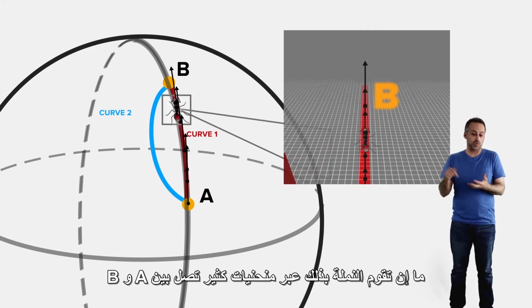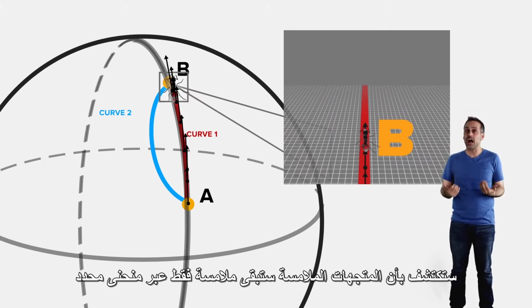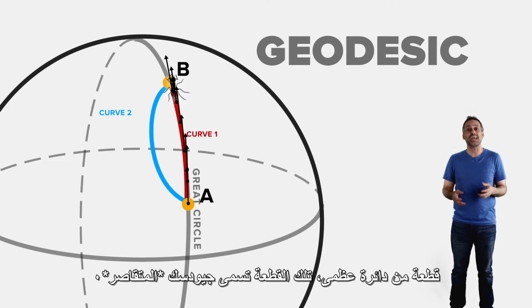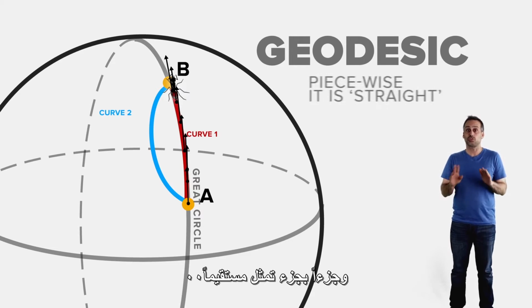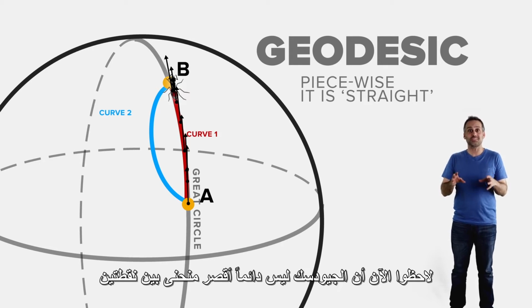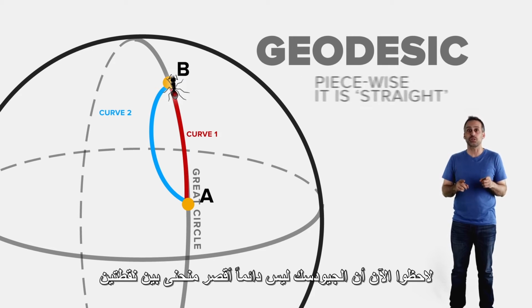Once the ant does that over lots of curves joining A and B, it finds that the tangent vector will remain tangent only along a particular curve, a segment of a great circle. That segment is called a geodesic, and piecewise, it's straight. By the same process, you can find geodesics on a saddle or a hillside or in 3-dimensional spaces.